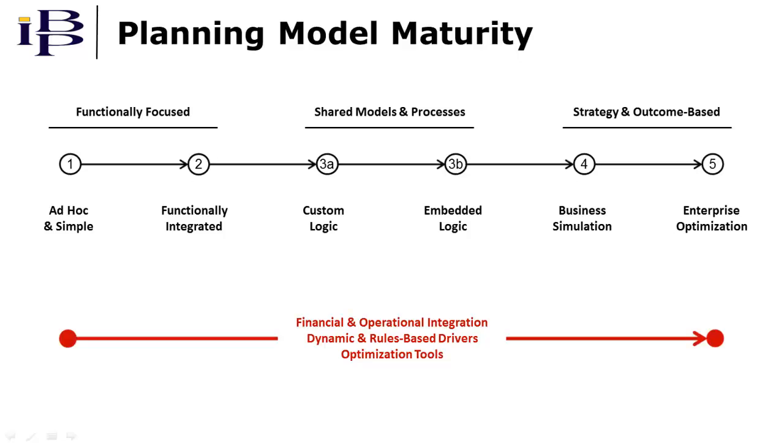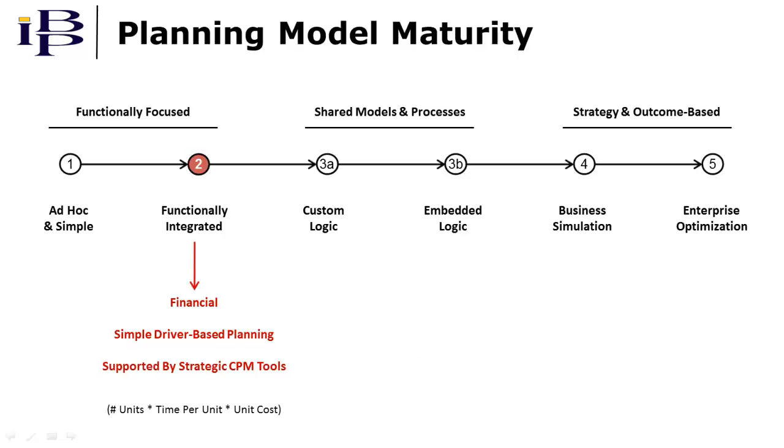As you move from left to right, more mature models have greater financial and operational integration. Stages 1 and 2 depict different forms of standalone models and processes that are used by finance and operations, while the other stages represent more advanced models that are shared by finance and operations. The second stage represents the types of models that support simple forms of driver-based planning for financial planning processes. It's also the level of maturity supported by most strategic corporate performance management tools.